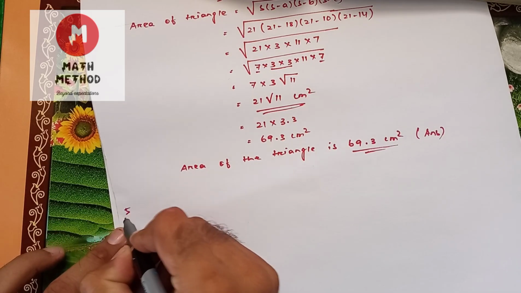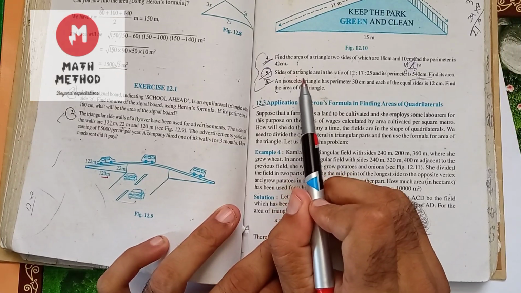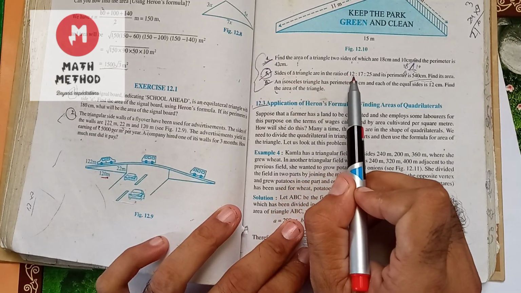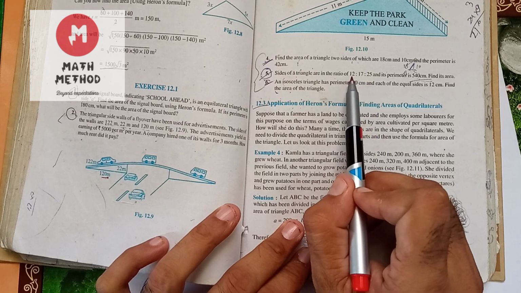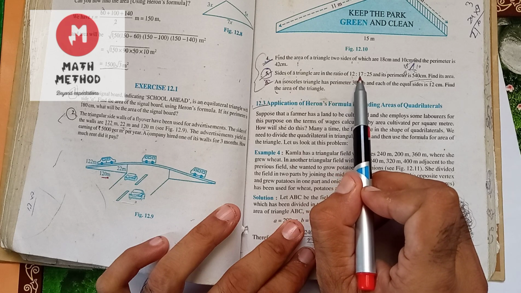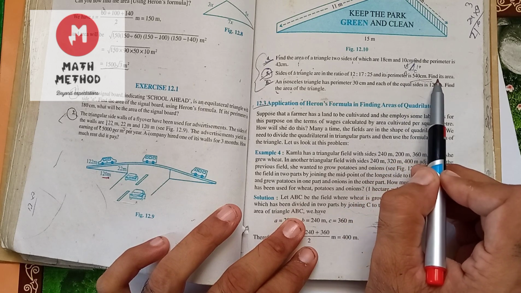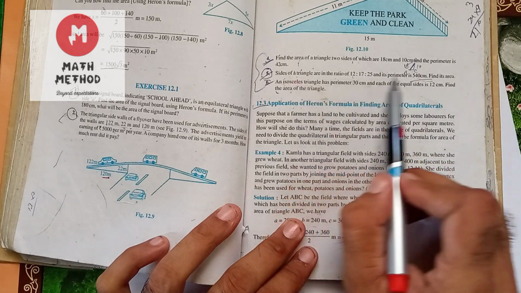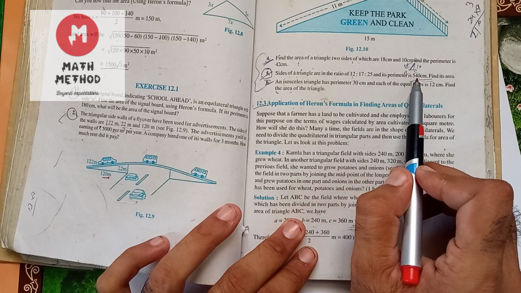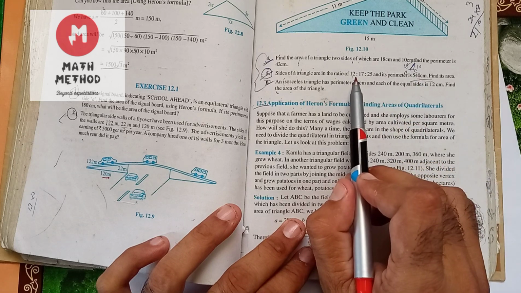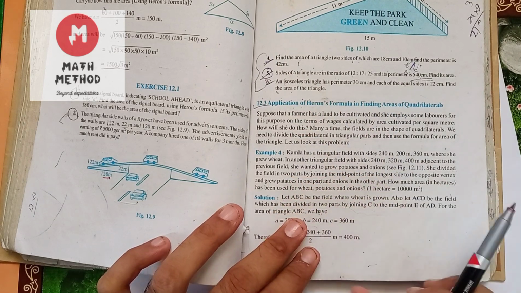Now we will do question number 5. Here question number 5 is, sides of a triangle are in the ratio 12:17:25. Here the ratio of the sides of a triangle, that is 12:17:25, and its perimeter is given, which is 540 centimeter. Find the area. So at first we have to find out the sides of a triangle and then perimeter, which is given 540 centimeters. Then after finding the value of sides, then we will find the area of the triangle.